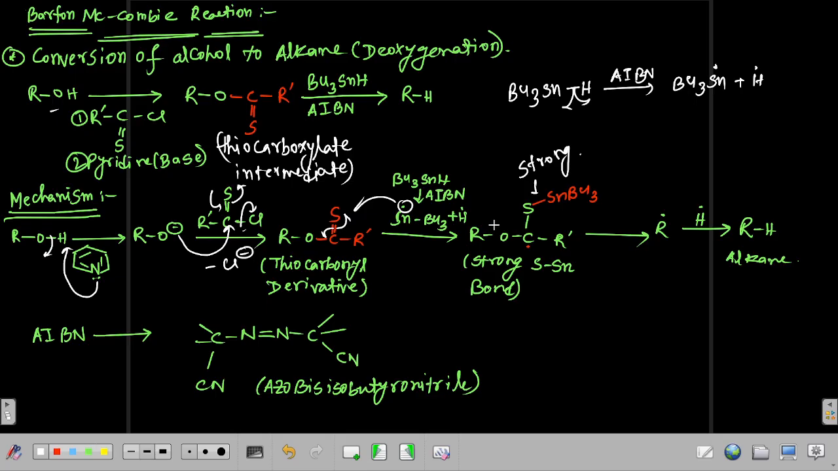Next will be this. This bond will break, and this bond will break. So it will form, with removal of this whole residue, this alkyl free radical. This alkyl free radical will combine with the hydrogen free radical, which is generated here, and it will form this alkane.